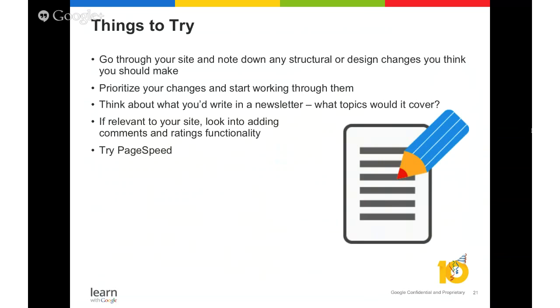Definitely recommend using analytics to set up A/B testing where it's relevant, and we'll talk more about A/B testing in a later session. If you are thinking about adding a newsletter, you can think about what topics you'd cover. And depending on the content of your site, you can look into adding the related content section that we've talked about, or comments and rating functionality. And you can try Google Page Speed tools to speed up your site.